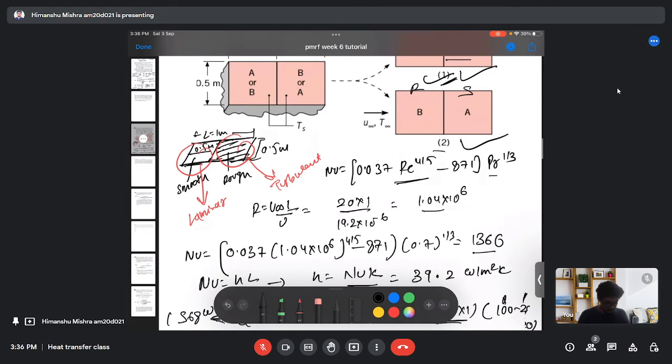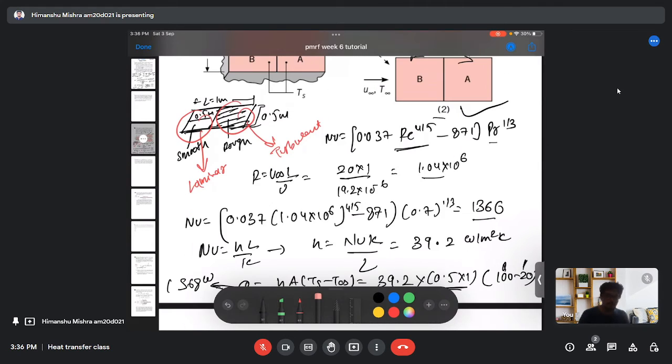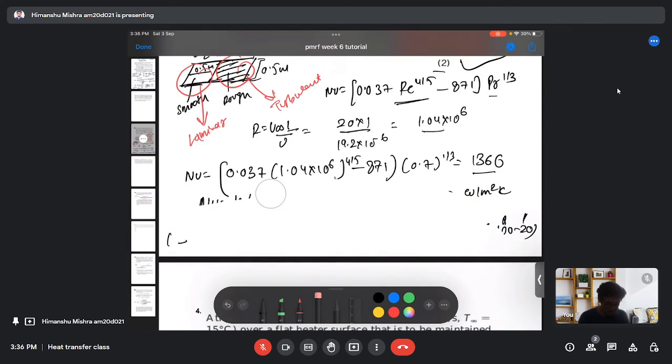So let's solve for orientation 2. We need to determine in which orientation there will be more heat transfer, so we don't need to find the total heat rate. We just need to calculate the Nusselt number, because if the Nusselt number is higher, then the heat transfer rate is higher. So we just need to calculate the Nusselt number here to determine in which orientation the heat transfer rate will be higher.